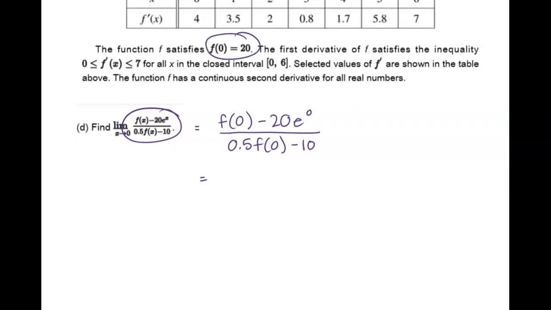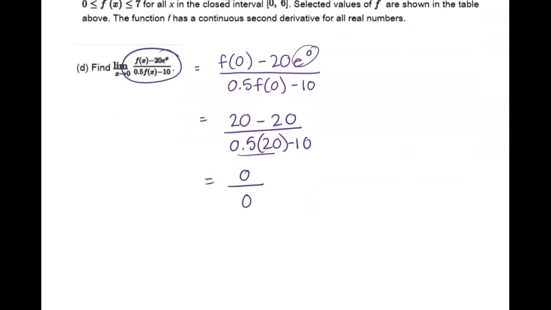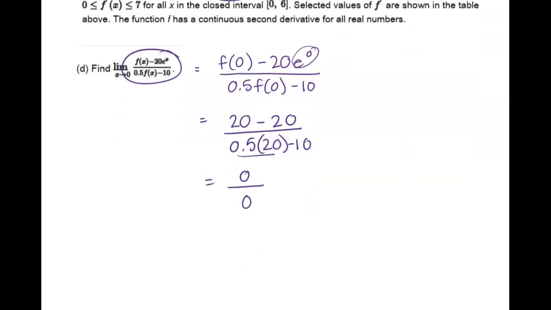We know f of 0 is 20. 20 e to the 0, well, e to the 0 is 1, so this is 20 minus 20. Over 0.5, f of 0 was 20, minus 10. So we end up with 20 minus 20, which is 0, over 10 minus 10, which is 0. Not helpful, except we can use L'Hopital's rule now, since we got an indeterminate form.